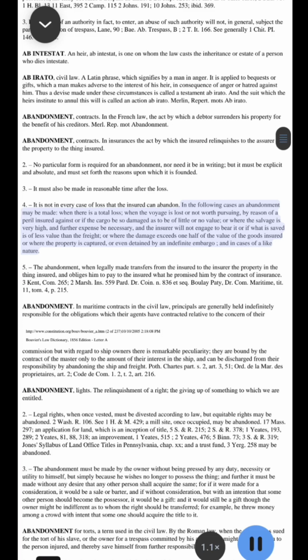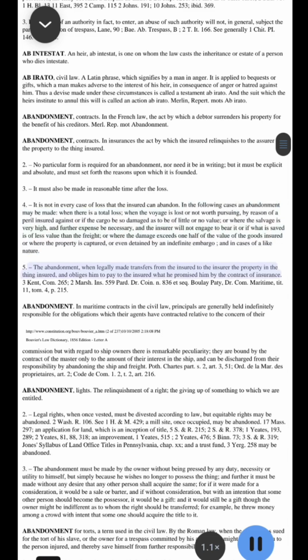In the following cases an abandonment may be made: when there is a total loss, when the voyage is lost or not worth pursuing by reason of a peril insured against, or if the cargo be so damaged as to be of little or no value, or where the salvage is very high and further expense be necessary and the insurer will not engage to bear it, or if what is saved is of less value than the freight, or where the damage exceeds one half of the value of the goods insured, or where the property is captured, or even detained by an indefinite embargo, and in cases of a like nature.